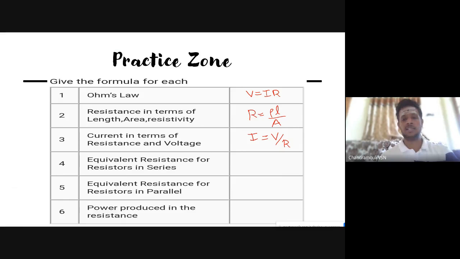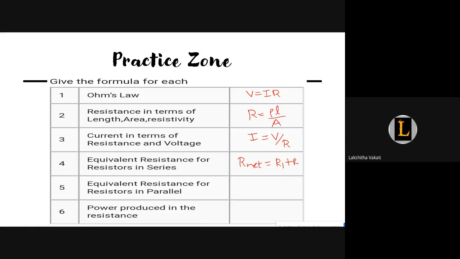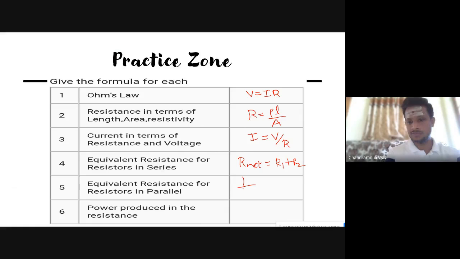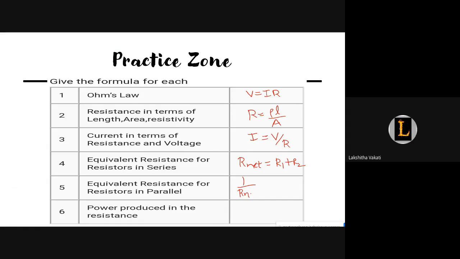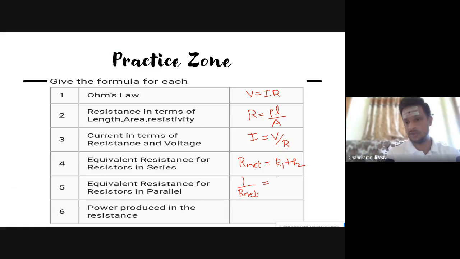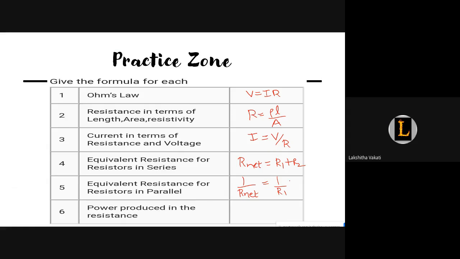Lakshita can do this. Only two resistors you take, better. Equivalent resistance of resistors in series. R net is equal to R1 plus R2. Very good. In case of parallel, 1 by R net is equal to 1 by R1 plus 1 by R2.